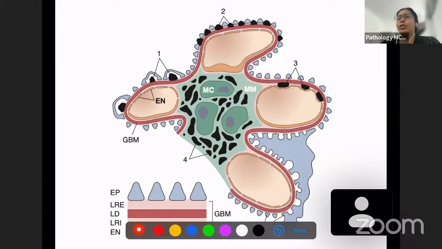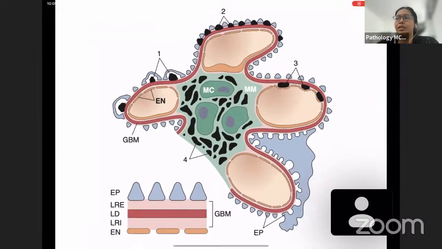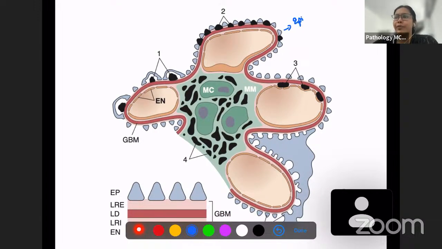Okay, before moving on to the cases, I would like to show you a few deposits which can occur in different diseases. So number one, this one. The above portion here, the blue one, is nothing but an epithelium. This is an epithelium. Okay. And the red one is the glomerular basement membrane. So this is the epithelium, this is the glomerular basement membrane, and then below it is the endothelium. So this is the endothelium. Okay, this is a very important image.